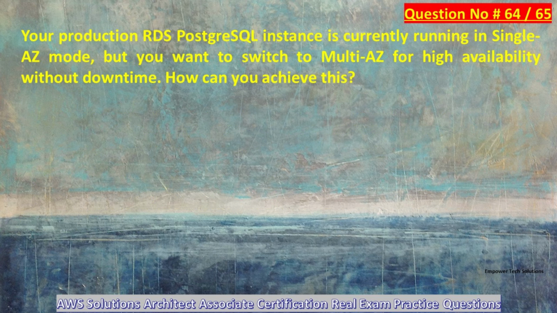Your production RDS PostgreSQL instance is currently running in single AZ mode, but you want to switch to multi-AZ for high availability without downtime. How can you achieve this?